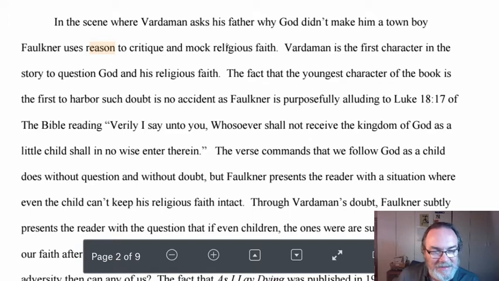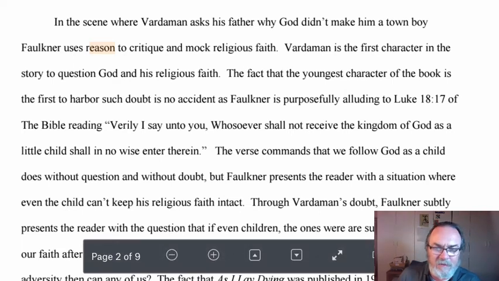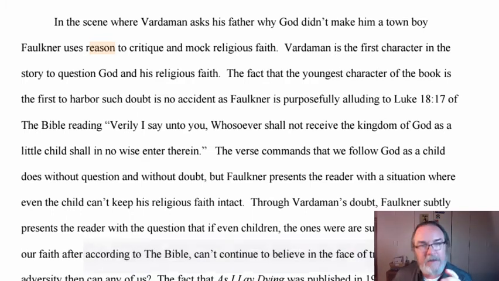So that places it on the spectrum for us, right? We're at the reason end of the spectrum because we're critiquing and mocking religious faith. It's a really smart use of active verbs to generate a tight, concise claim. Let's look at another one.